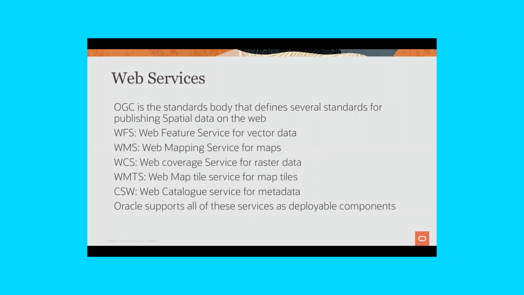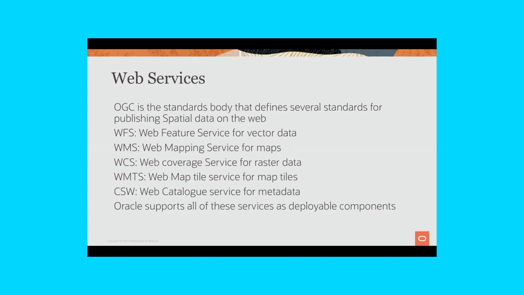And we also provide a lot of web services. As I mentioned, there is a standards-based body that defines these web services. So these are typically used for publishing spatial data on the web. Web feature service is fundamentally for publishing vector data on the web. For vector data, if you have a bunch of administrative regions and you want to exchange the data with clients, then you can publish the data through a web feature server.